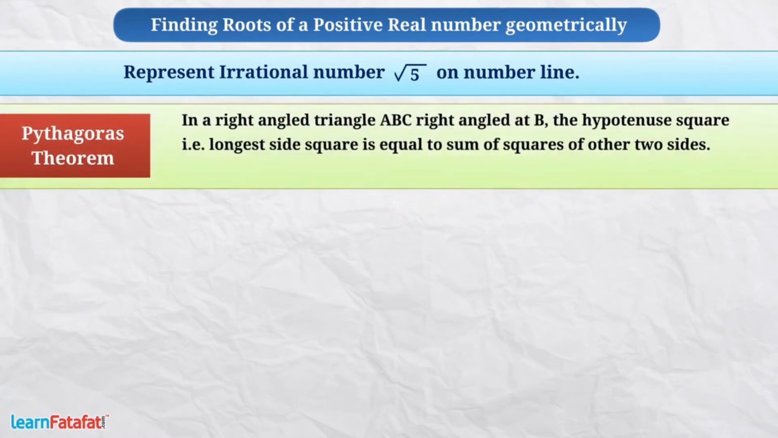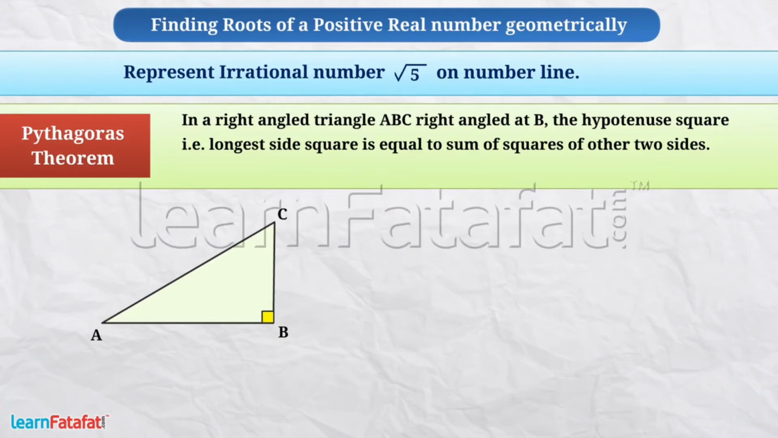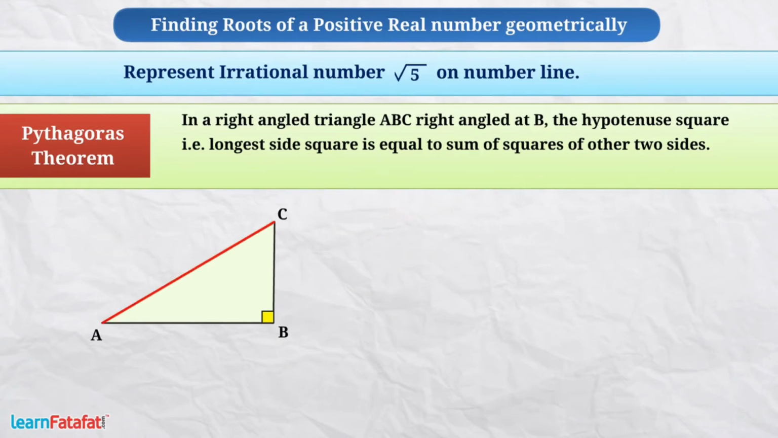It states that in a right-angled triangle ABC, right-angled at B, the hypotenuse square, that is, the longest side square, is equal to sum of squares of other two sides. AC square is equals to AB square plus BC square.